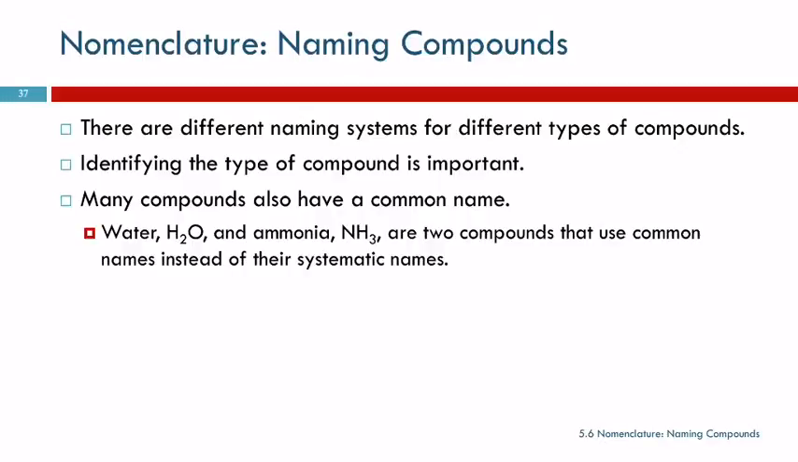Okay, here's a new word for you. Nomenclature. Nomenclature is just a system for naming compounds. So people actually have a system for naming their children.